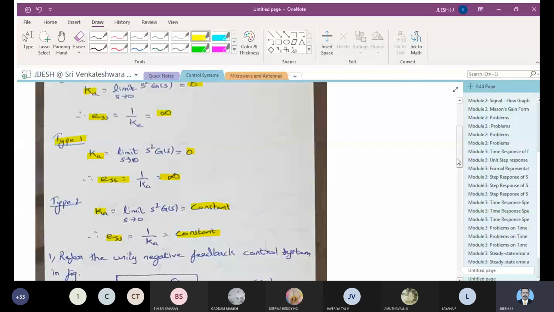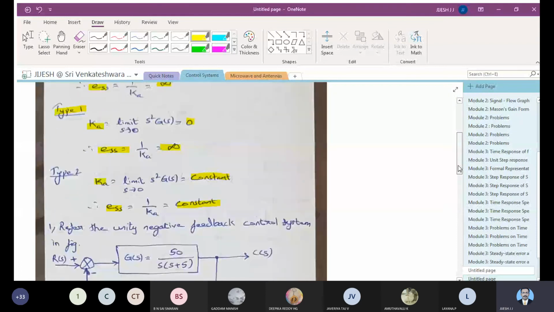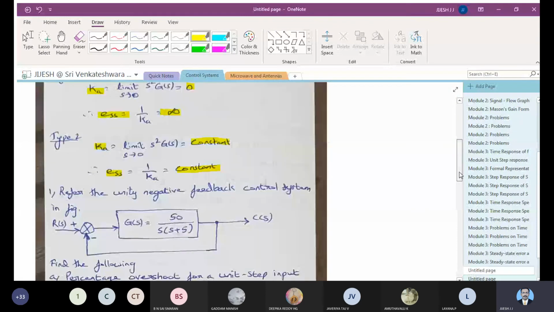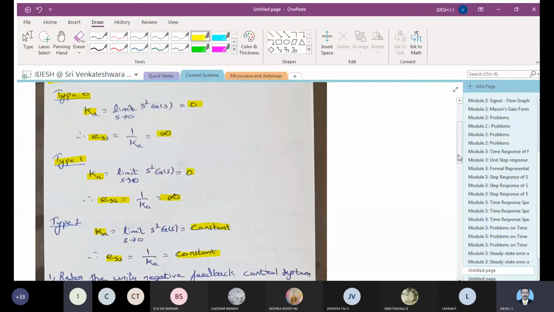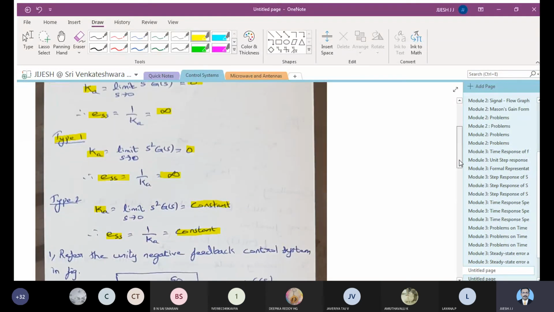So all of you have completed till type 1, type 2. Have you all completed till type 0, type 1 and type 2? Yes, sir. Fine. Just write down this problem. I will take this problem in the next class. You can just write down the question.